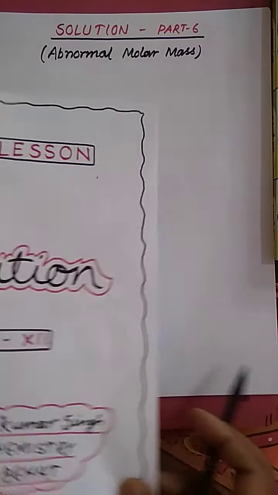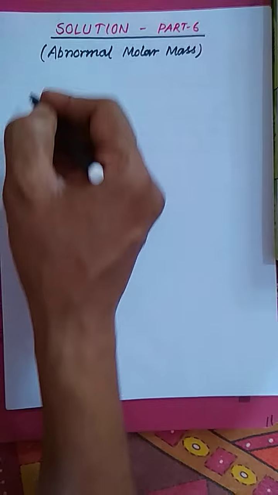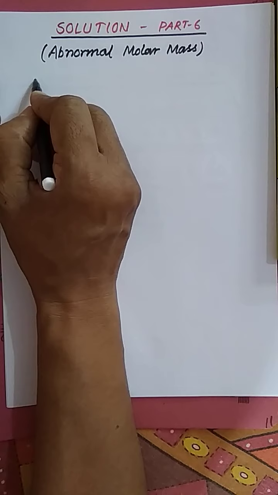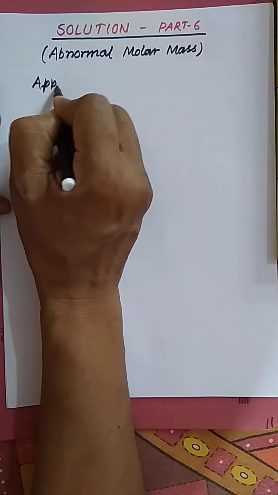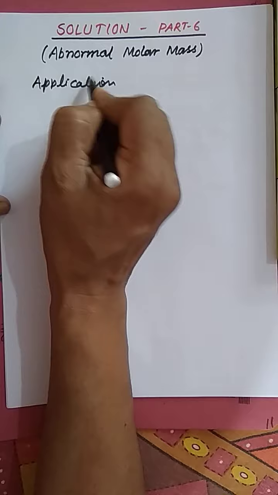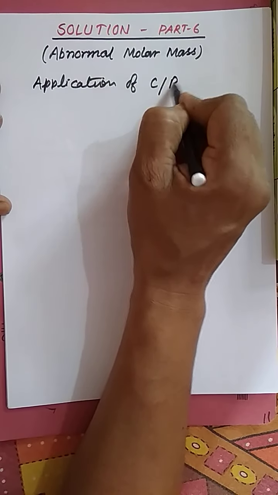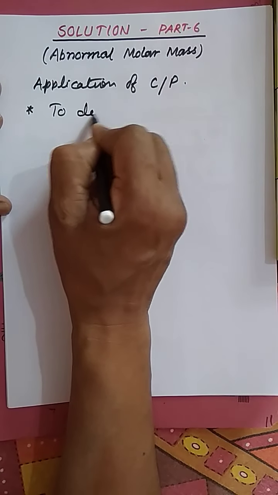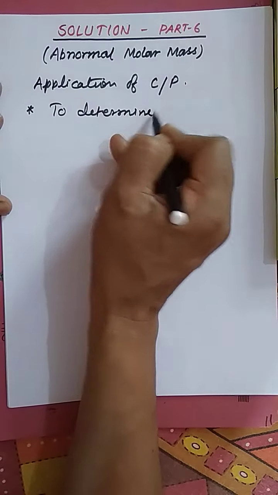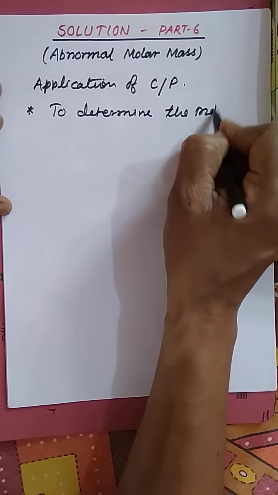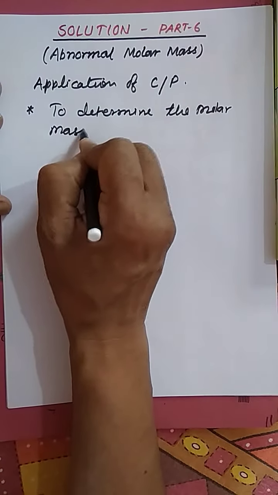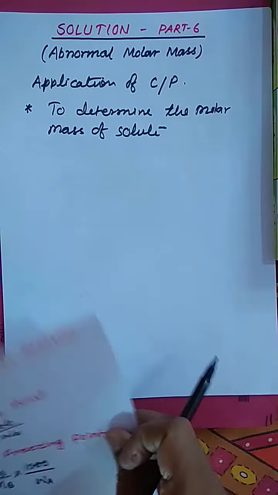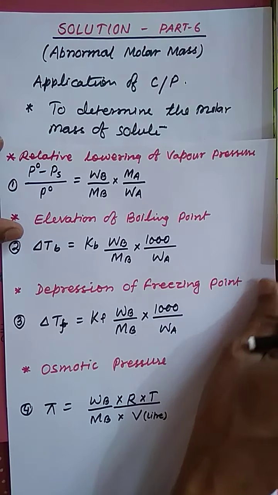So friends, the colligative property is used to determine the molar mass of solute also. It's an application of colligative property. One of the applications is to determine the molar mass of solute. We can use colligative property to find the molar mass.